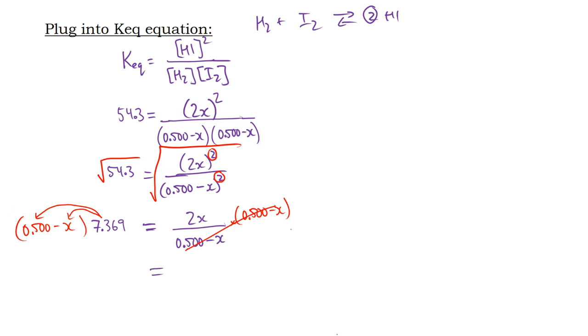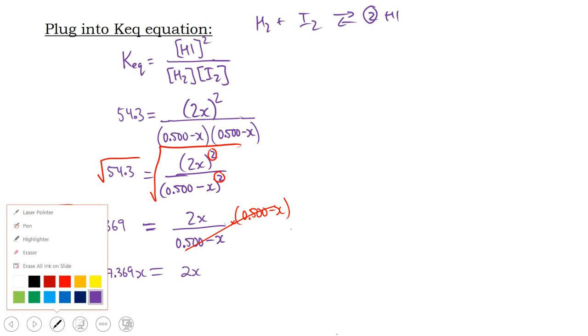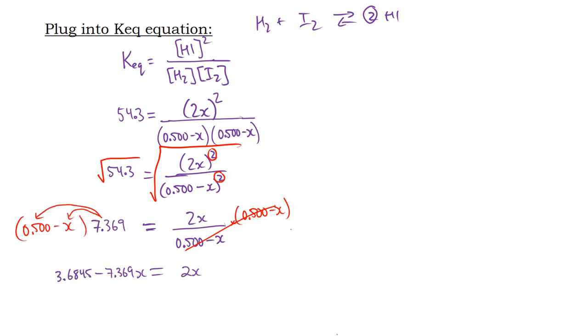So on the left-hand side, I'm going to get 3.6845, let's go there, minus 7.369x. On the left-hand side, the bottom's canceled, so I just have my 2x. Okay. I'm going to keep solving for x.